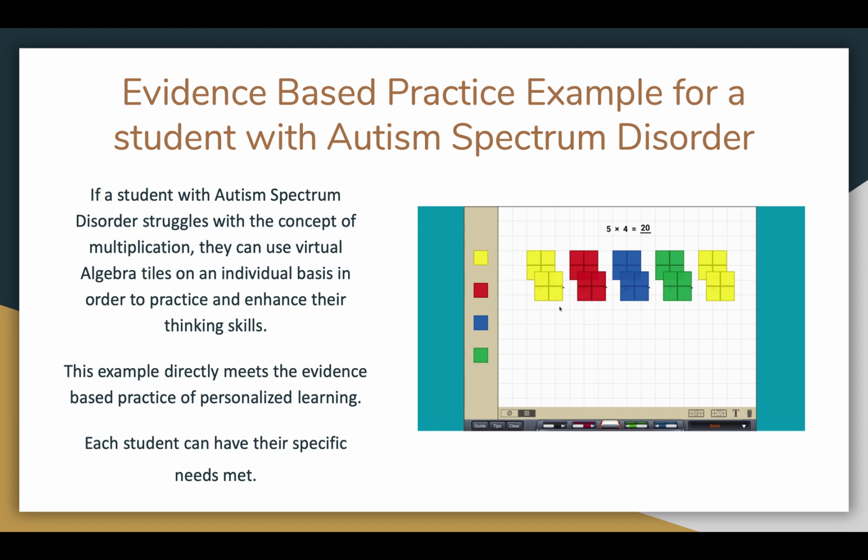Students are able to display 5 times 4 by just doing 4 blocks and repeating that 5 times. They're able to visualize that 5 times 4 is 20. This example directly meets the evidence-based practice of personalized learning. So every student can have their specific needs met just based on choosing the right virtual manipulative.